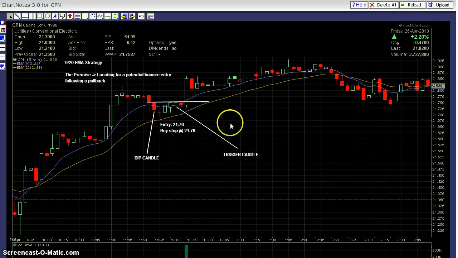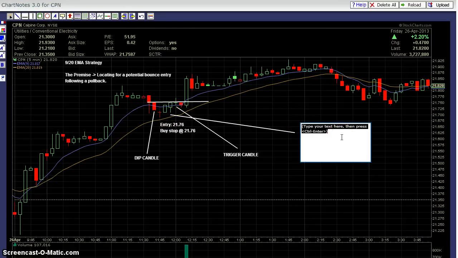All right, so now, before moving on, what is the stop going to be? The stop will be based on the candle prior to the trigger candle, which is this guy right here. I guess I'll call this the determining stop candle.